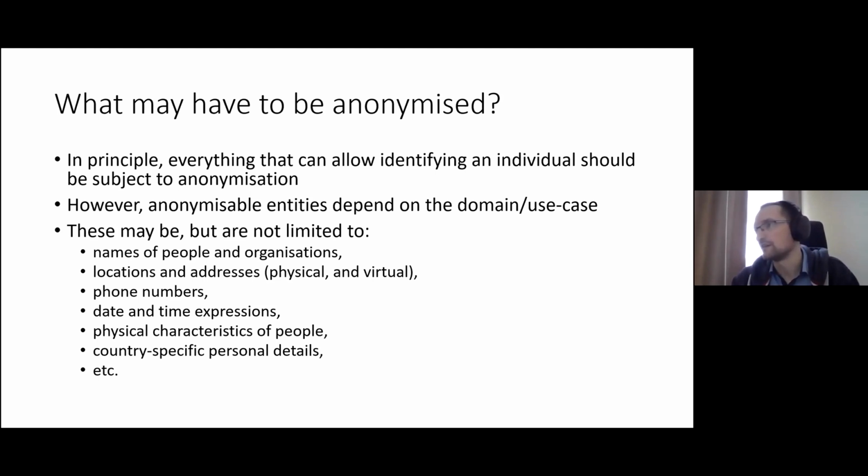For instance, if you know that someone has done something and that something is very unique, and there's only one person who has done that something, then that could theoretically also be subject to anonymization. And this actually is one of the things that may make anonymization very, very challenging for automated methods.